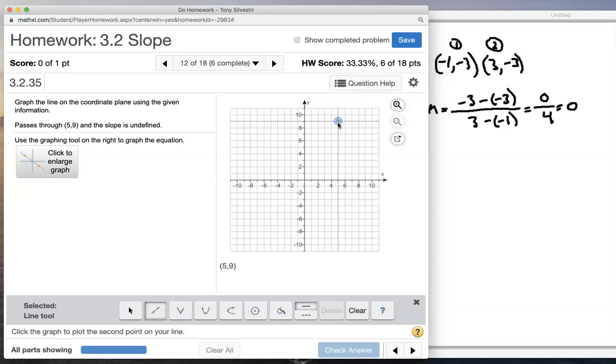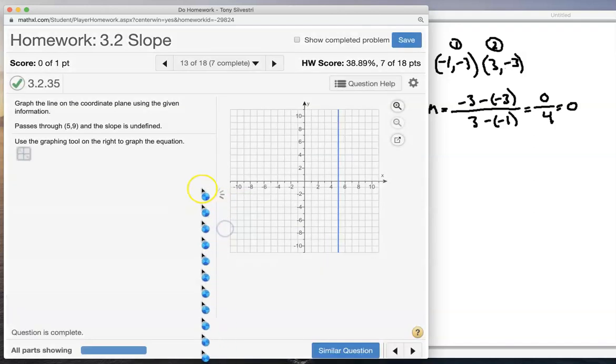So in order to get a vertical line, just make sure you pick any point. It doesn't matter what other point you pick. Just make sure you have another point that maintains a vertical line. I'm going to say that this is it right over here. I could have picked one down here as long as I picked a vertical line. Okay, that's something that makes a vertical line. So check your answer. Nice work.